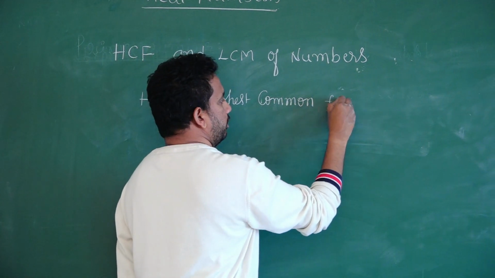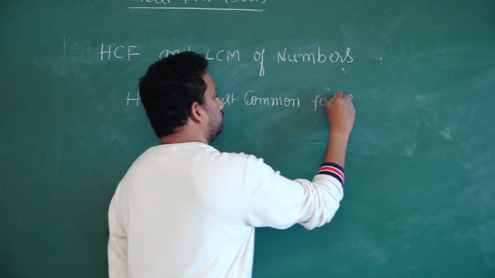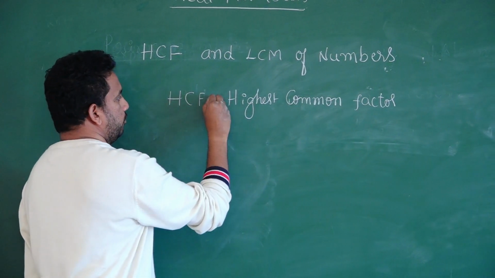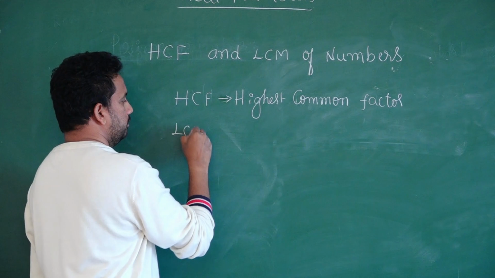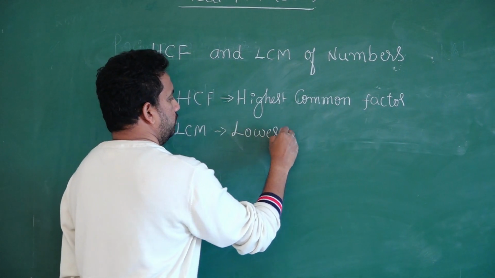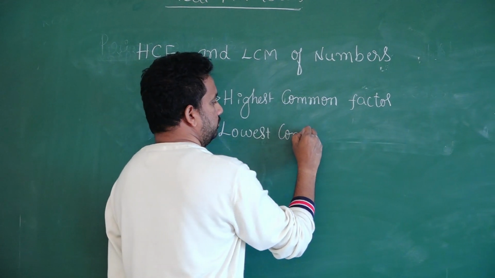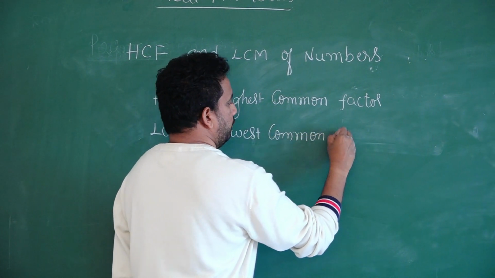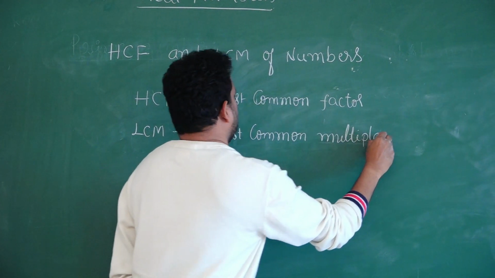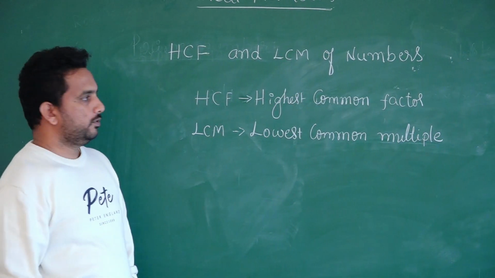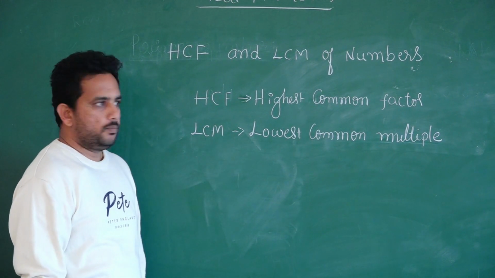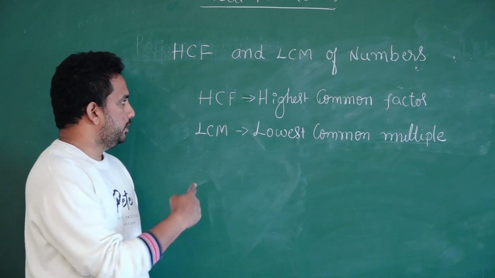Highest common factor. The full form of HCF is highest common factor, and the full form of LCM is lowest common multiple. Okay, so what is HCF? HCF is highest common factor, and LCM is lowest common multiple. It's called HCF and LCM.